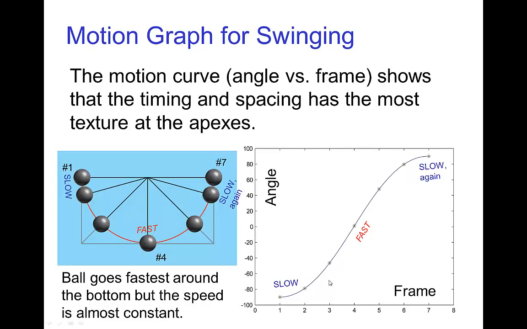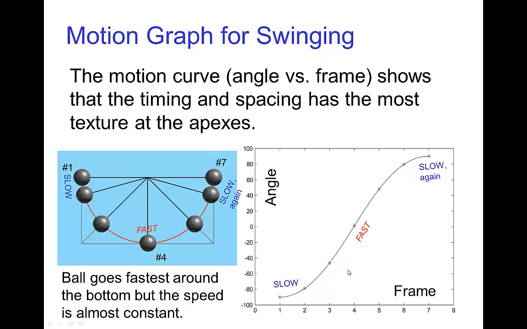If we graph, for example, the angle at different frames, we see that the motion curve has a lot of curvature. It bends quite a bit near the apexes, and it looks somewhat similar to a parabolic arc. It's not quite the same, but it looks somewhat similar.